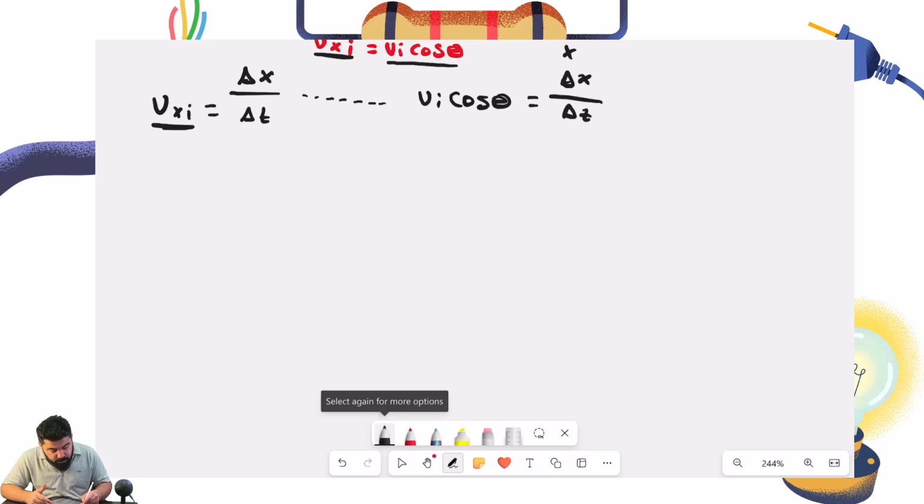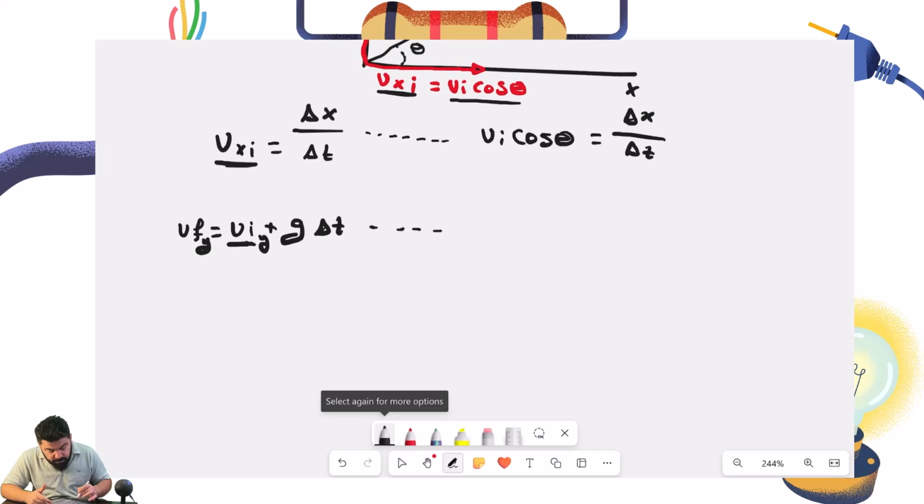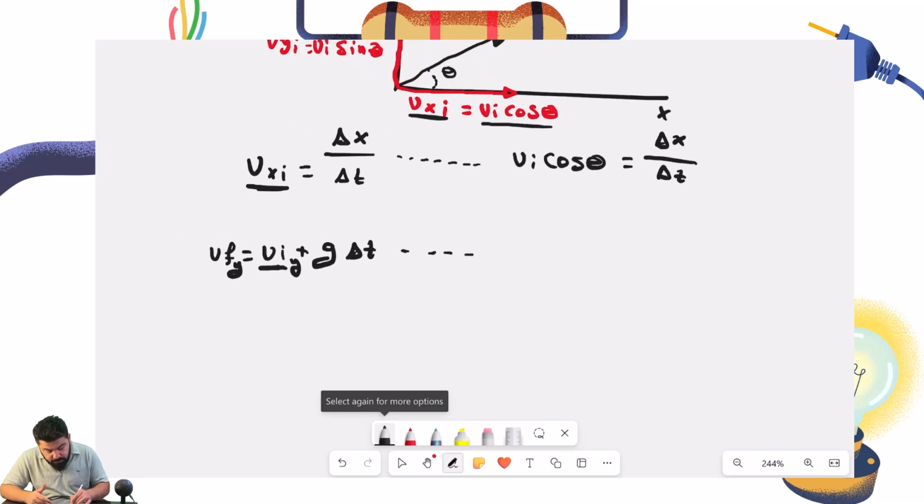Then we had the equation v final equal to v initial plus g delta t. Be careful, this is y. Instead of writing vy initial, I'm going to write v initial sine theta. So my next equation is: v final is equal to v initial sine theta plus g delta t.